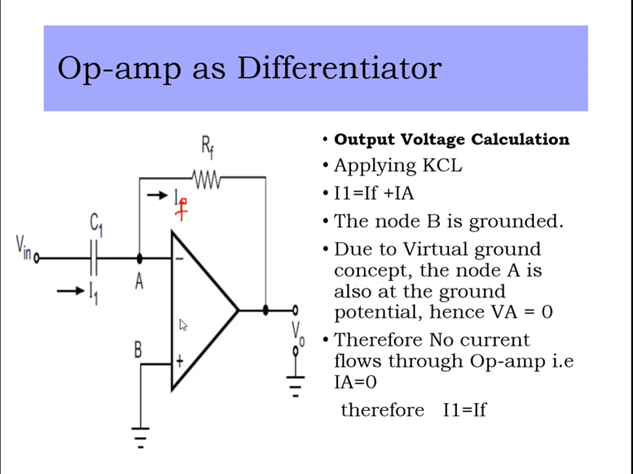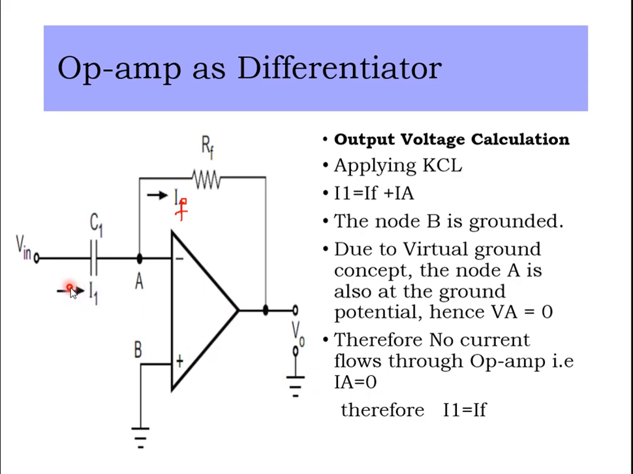As node B is already connected to ground, node A also becomes equal to ground. So the voltage available at point A, VA, also becomes equal to 0. As the potential between these 2 points is 0, assuming Ri is infinite, current cannot flow. Therefore no current flows into the op-amp, so IA becomes equal to 0.